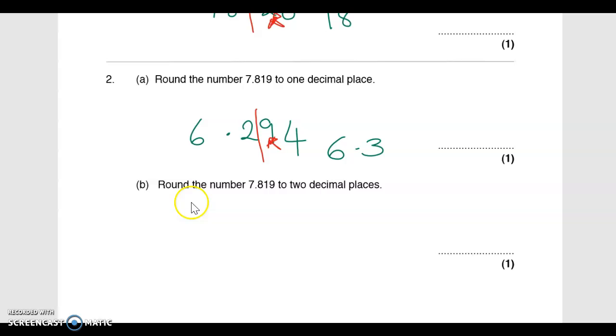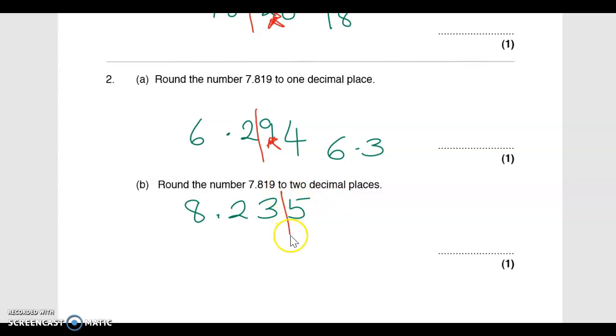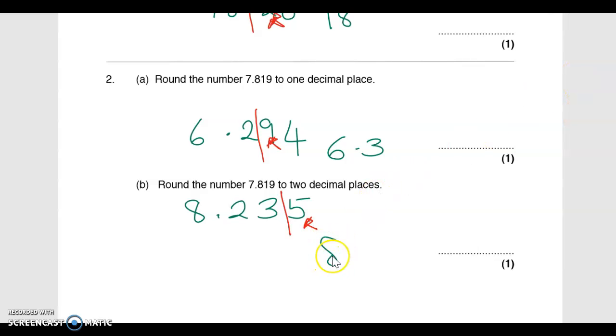Okay, let's have a look at this one here. Let me do another one: 8.235. This time we're doing it to 2 decimal places. So I'm going to draw my line after the second decimal here. Again, I'm looking at the number on the other side of the line, and 5 or more rounds this 3 up. So I still have the first numbers, which is 8.2, but the 3 rounds up to a 4 because of this 5.